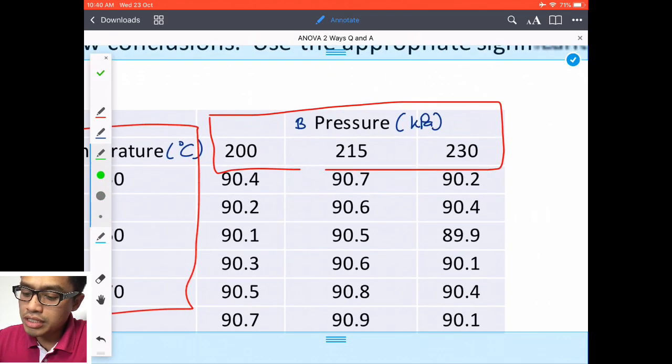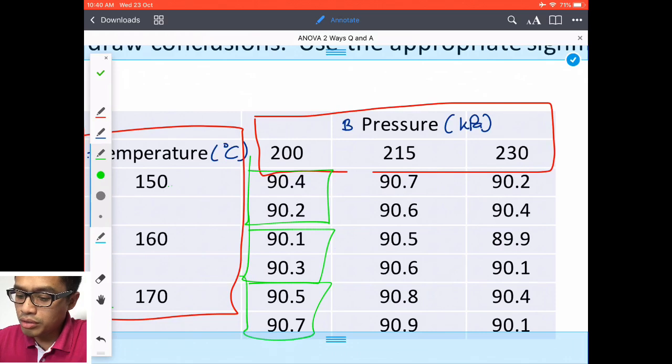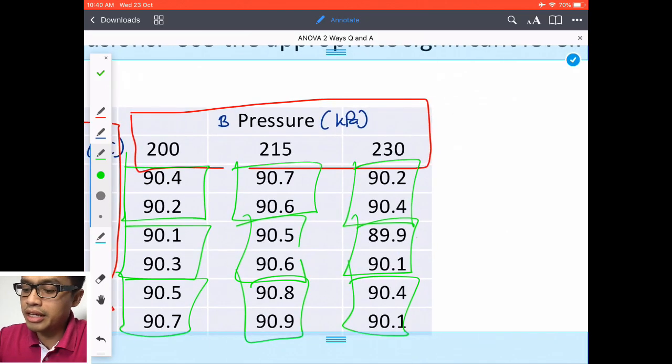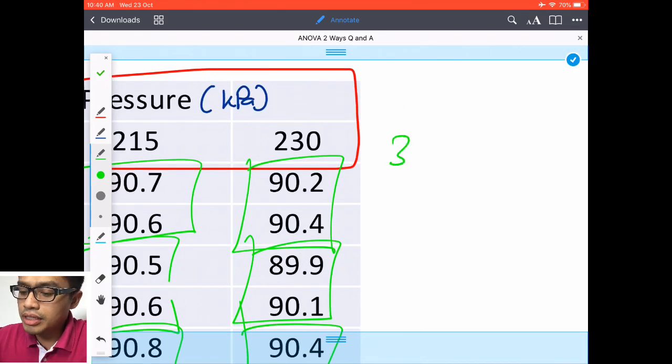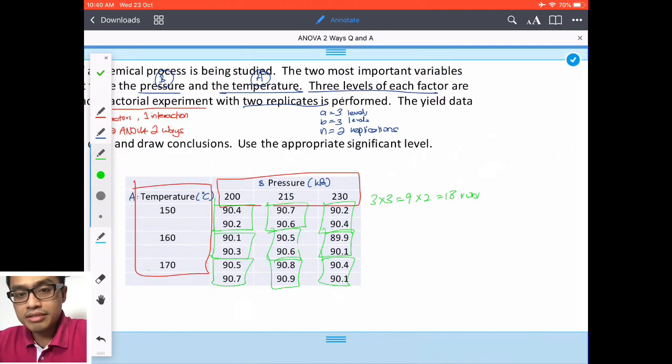For each of these combinations, let's say 150 degrees Celsius with 200 kilopascal, I'll get these results. Each group will have 2 repetitions. So I have 9 combinations: 3 times 3 is 9, times 2 repetitions. We have 18 runs. All right, we have 18 runs.